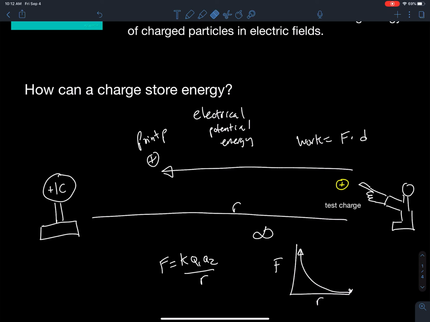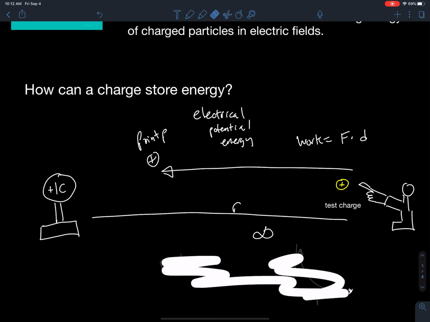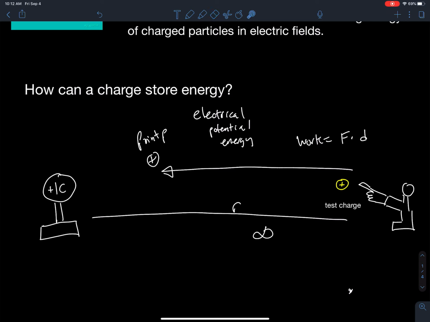Okay, so let's just erase this. We know that the work is equal to force times distance. So let's see if we can come up with a formula. Is there a formula for electric potential energy? Let's see if we can derive that. This is a really cool thing to do.